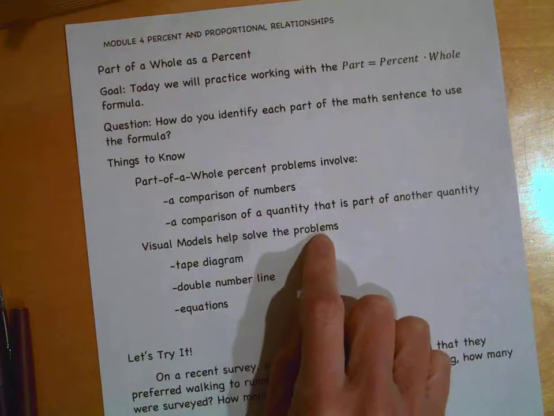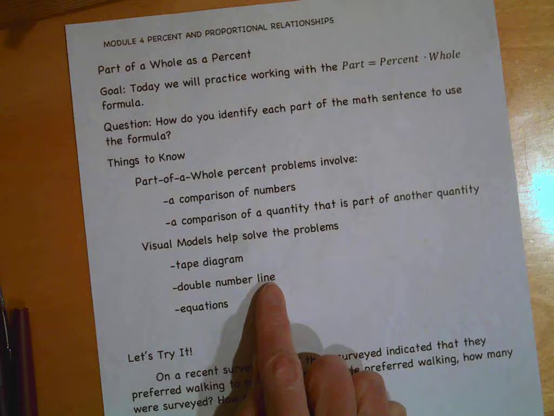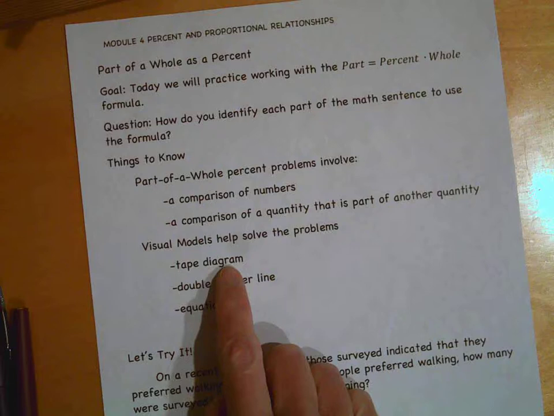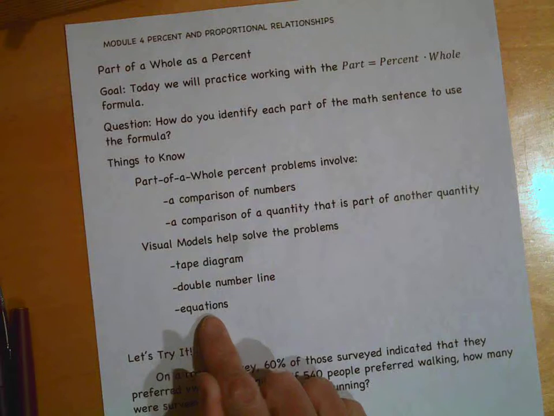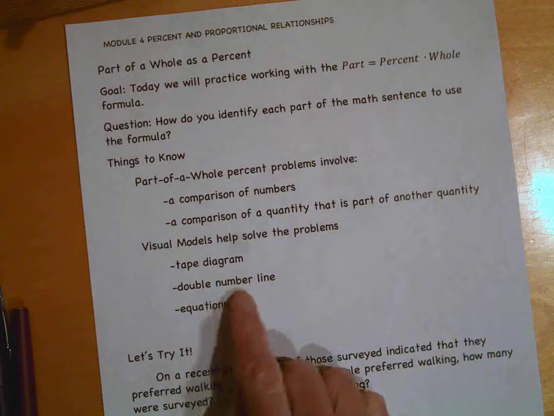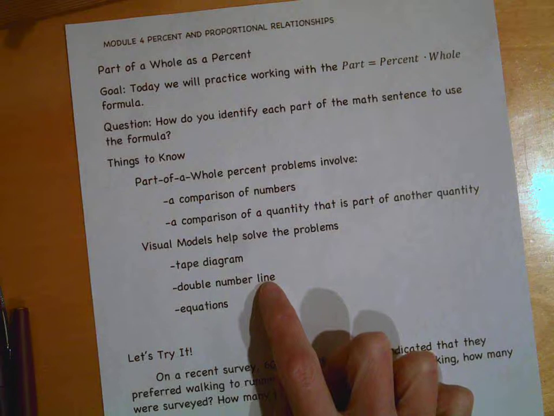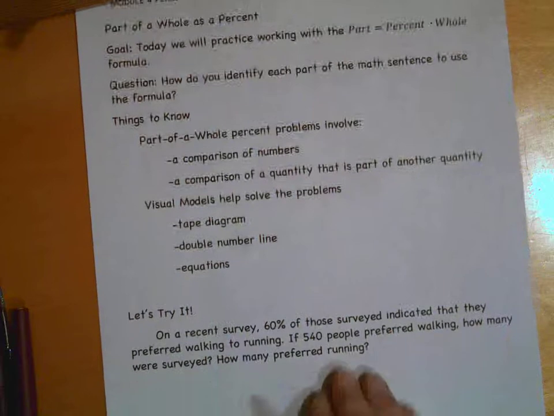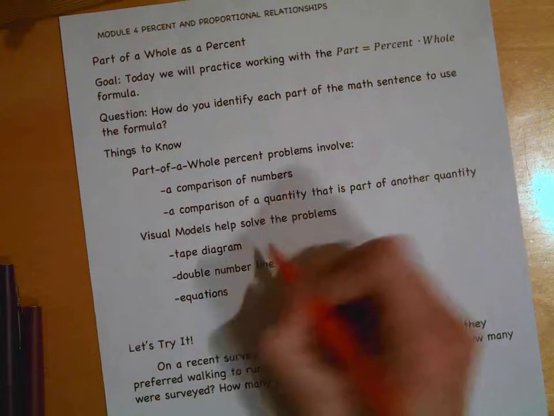The visual models that are really helpful with this lesson are the tape diagram, the double number line, and equations. I'm pretty sure you're very familiar with tape diagrams, I know you're working on your knowledge of equations, and the double number line is something you should have been introduced to in 6th grade, so I'll go over that briefly. I like this one the best when we're working with these problems, because it's a really great visual tool that helps us see.